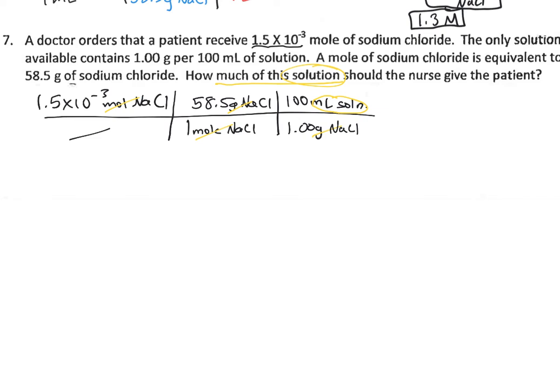So I'm actually going to go ahead and stop here and calculate. I get 8.775 milliliters of solution, and if I'm rounding, I would go 2 significant digits. Final answer, 8.8 milliliters of solution.